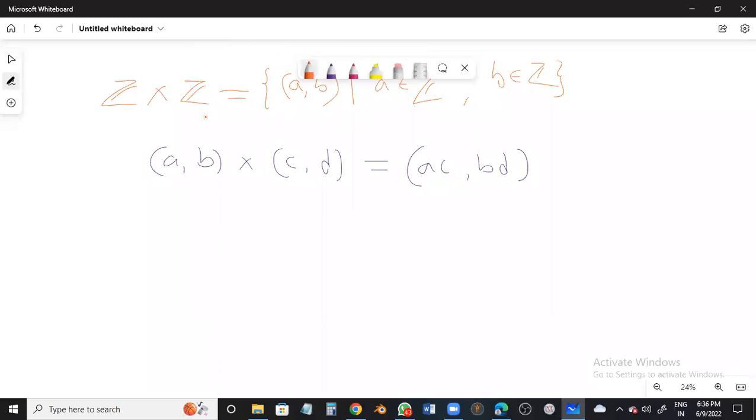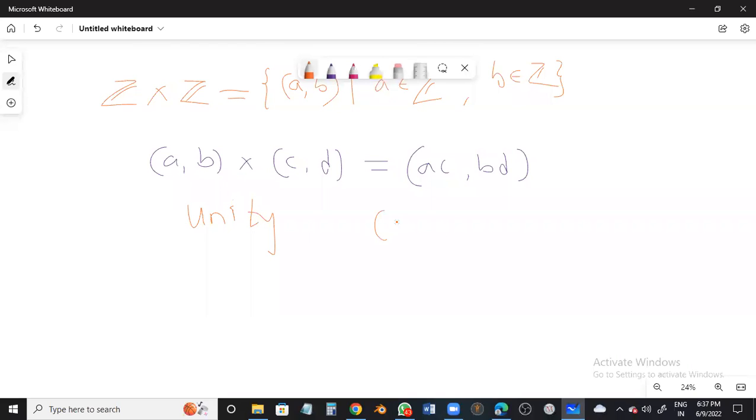Z cross Z always talks about ordered pairs. The first element is carried from the first set, the second element is carried from the second set. You cannot shuffle them, you cannot interchange their order, nothing. But whenever you add, place-wise addition takes place. Whenever you multiply, place-wise multiplication takes place. So this is what happens in case of Z cross Z. Now what will be the identity element? Identity meaning unity. Unity in Z cross Z.